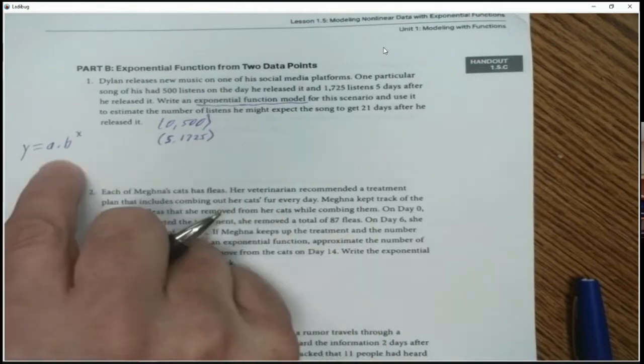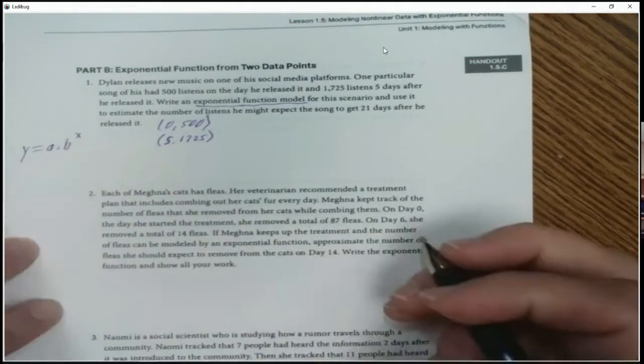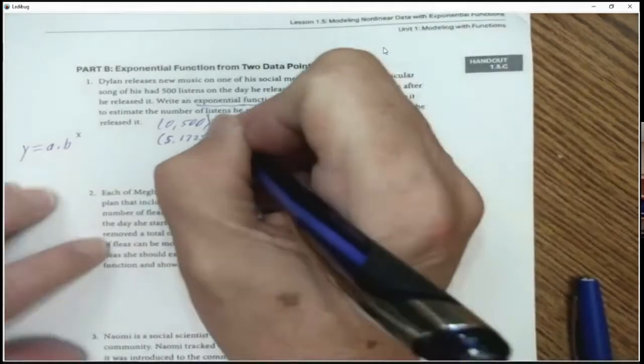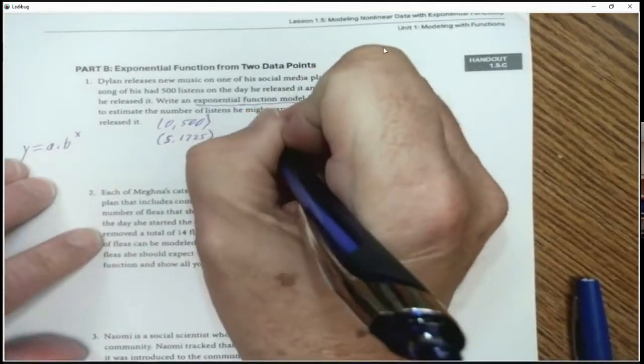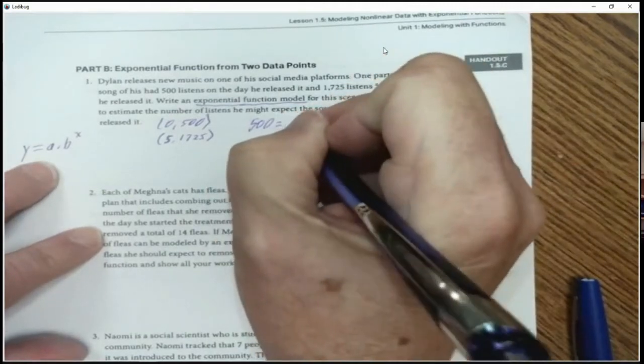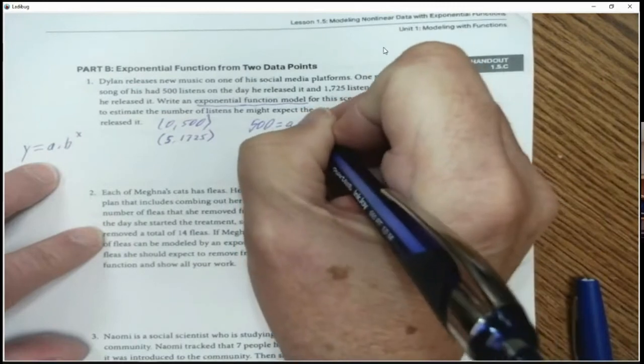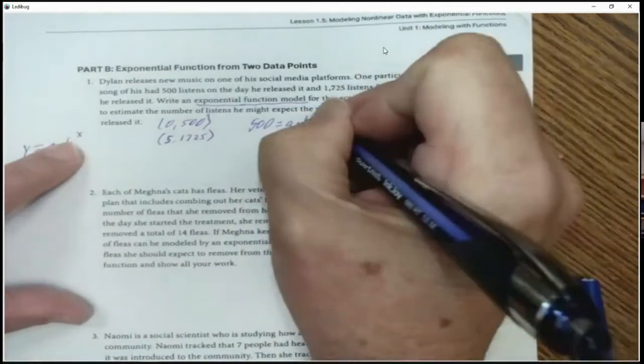Well, here's how we can do that. Let's substitute what we know into these equations. So the y is 500, equals a times b to the x is 0.